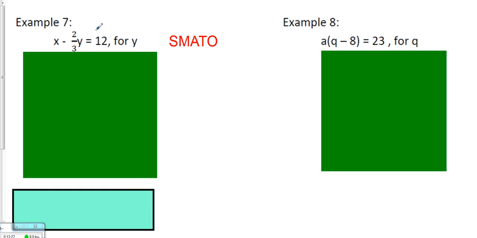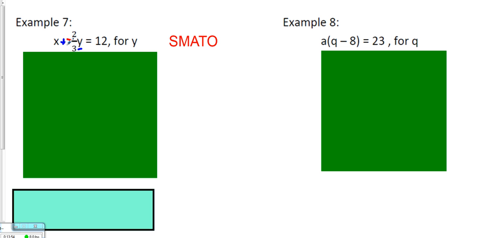Last two examples. For example 7, since we're trying to get y alone, right here, and it has this minus in front of it, I want you to think about subtracting it. Remember, subtraction means add the opposite. So instead of thinking of it as x minus 2/3 y, think of it as x plus negative 2/3 y.